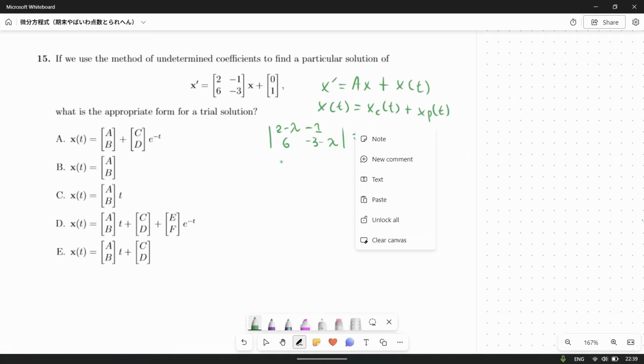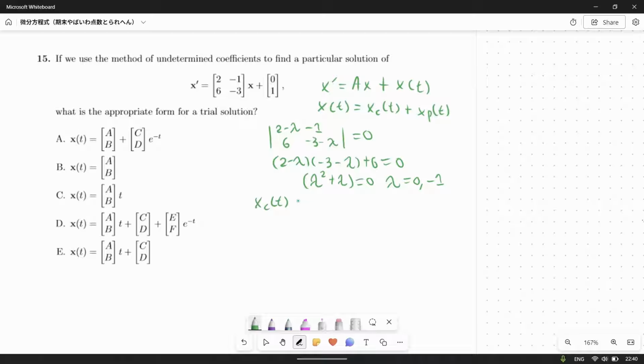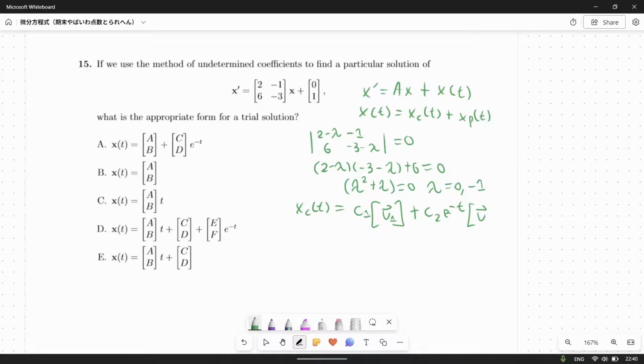So continuing further, we end up with 2 minus lambda times negative 3 minus lambda plus 6 is equal to 0, and this simplifies to lambda squared plus lambda is equal to 0, and that gives us lambda values of 0 and negative 1. So our complementary solution is going to take the form of x sub c of t is equal to c sub 1 times some eigenvector plus c sub 2 times e to the negative t times some other eigenvector. So I'll just call these v sub 1 and v sub 2.